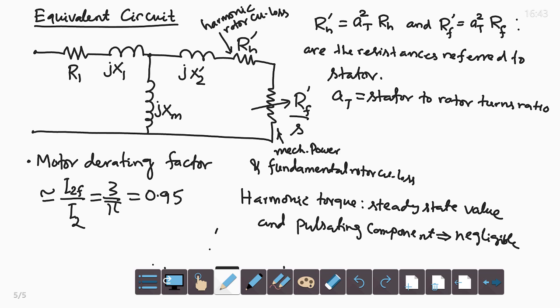So, this is the analysis of the rotor resistance control scheme. There are many advantages as we have listed. However, there are only a few disadvantages. The derating factor is 95%, meaning the motor rating reduces to 95%.